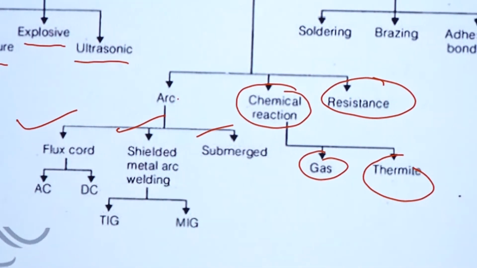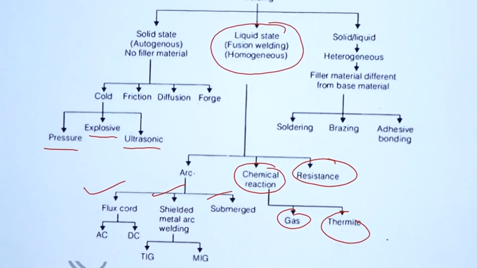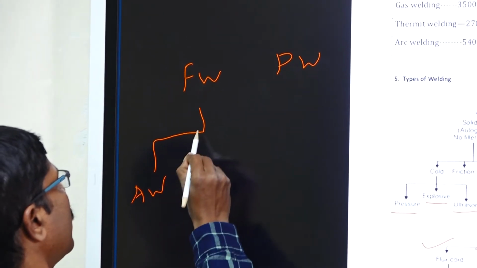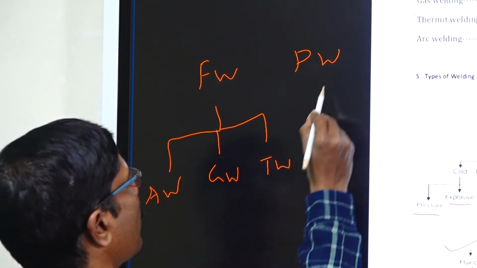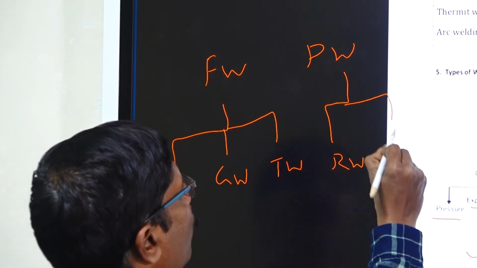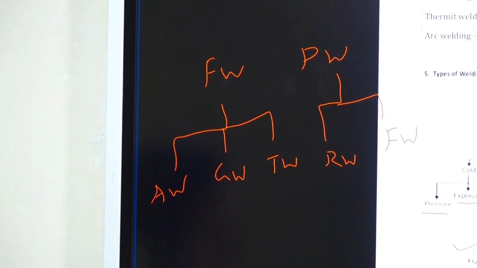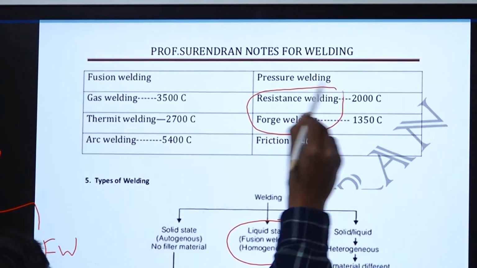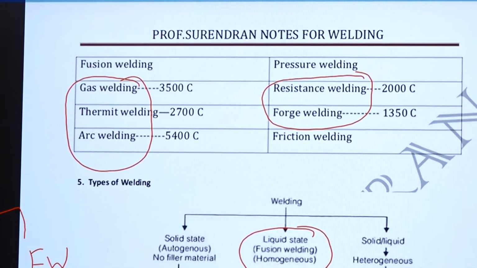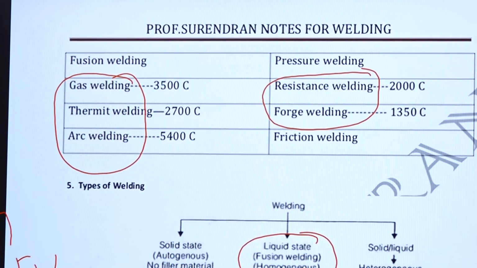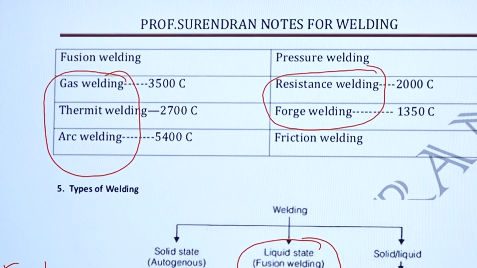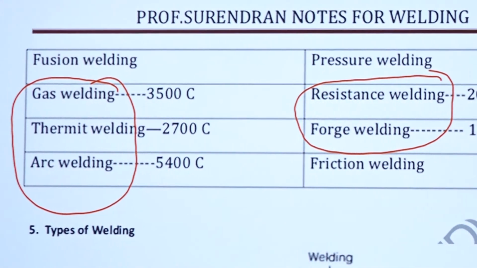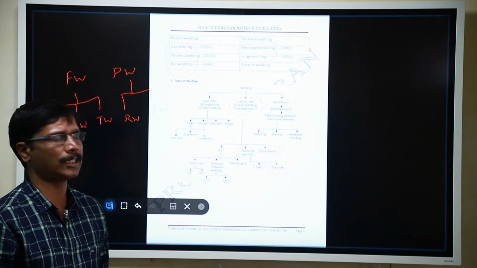So this is a broad classification of welding, and again we can classify it as fusion welding or pressure welding. In fusion welding we get arc welding, gas welding, thermite welding. In pressure welding we get resistance welding, forge welding. The corresponding temperatures are given, please make a note: gas welding 3500 degrees Celsius, thermite welding 2700 degrees Celsius, arc welding 5400 degrees Celsius, resistance welding higher temperature, and forge welding 1350 degrees Celsius.